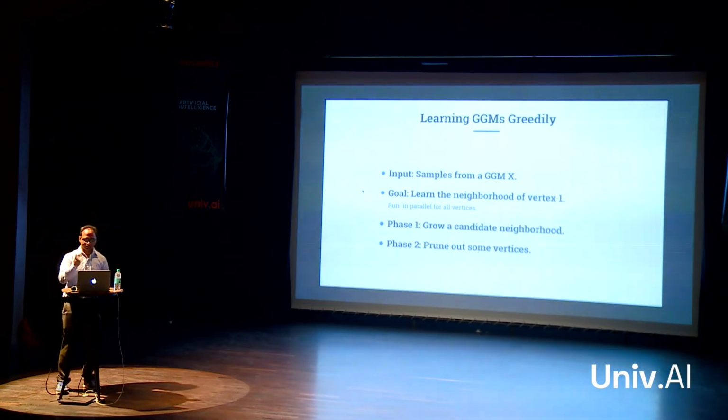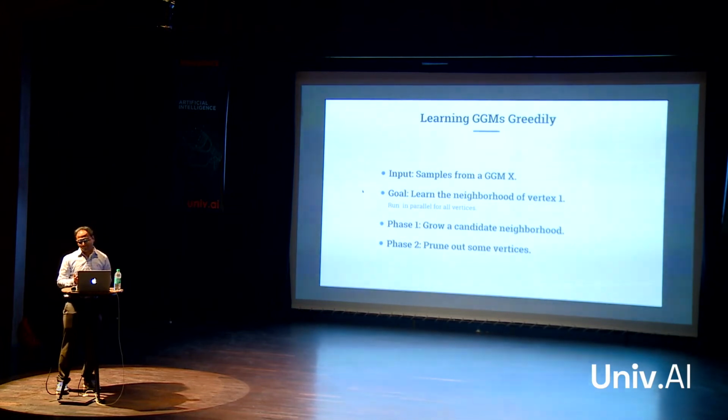And what happens when you actually implement it is that you'll run this in parallel for all of the vertices. So there are 2 phases in this algorithm. In phase 1, what you do is you grow a candidate neighborhood greedily. I don't know what my final set of neighbors, final set of relations is going to be, but I'll add them one at a time, right?